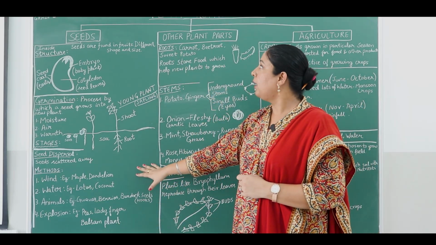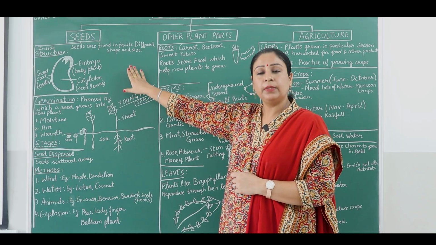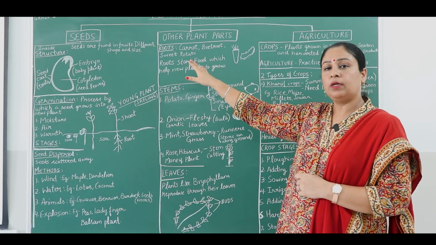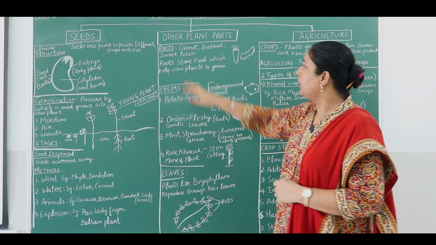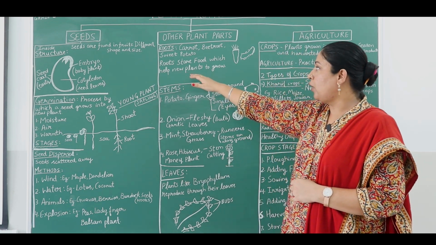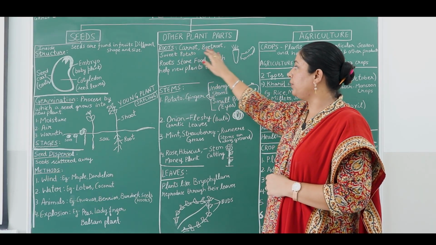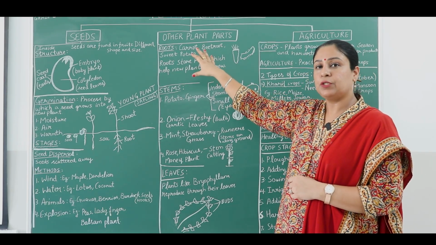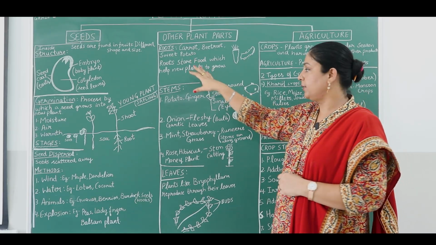Now we have talked about how we can reproduce a new plant from seed. But a plant may not need seeds to grow a new plant. We can use other parts of the plant to grow a new plant. The other parts are roots, stems and leaves. From roots we can grow a new plant, and the examples are carrot, beetroot and sweet potato. The roots of these plants store food, which then can be used to grow a new plant.